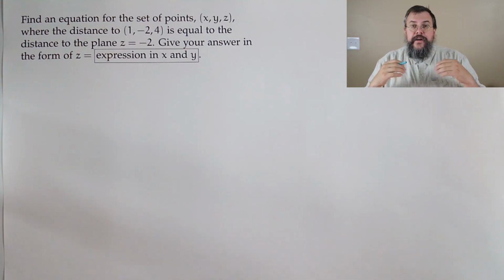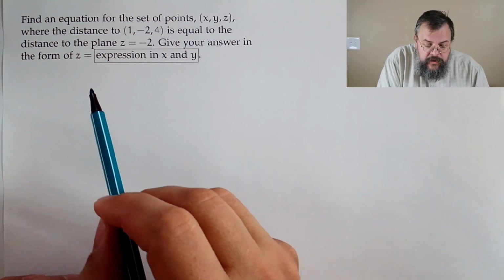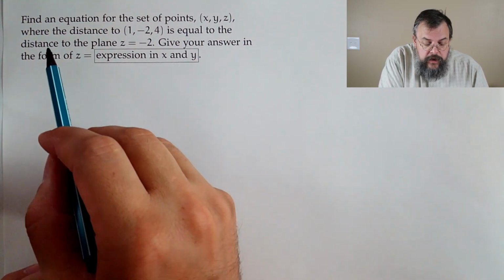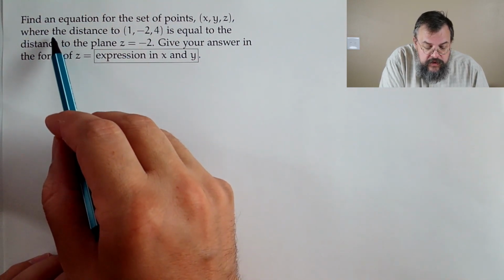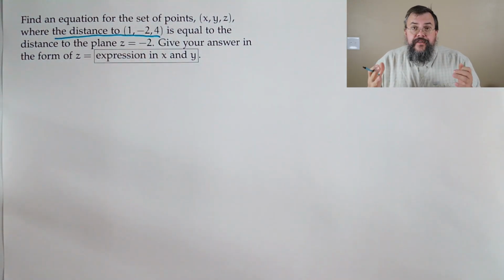Well, let's start translation. So we're learning to translate from English to math. Okay, so here we go. We need to find an equation where the distance to (1, -2, 4). Okay, well, that is something.